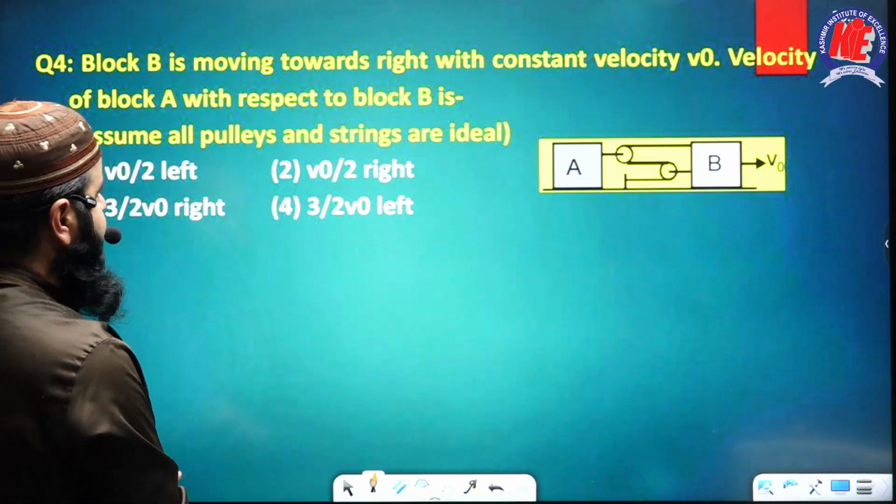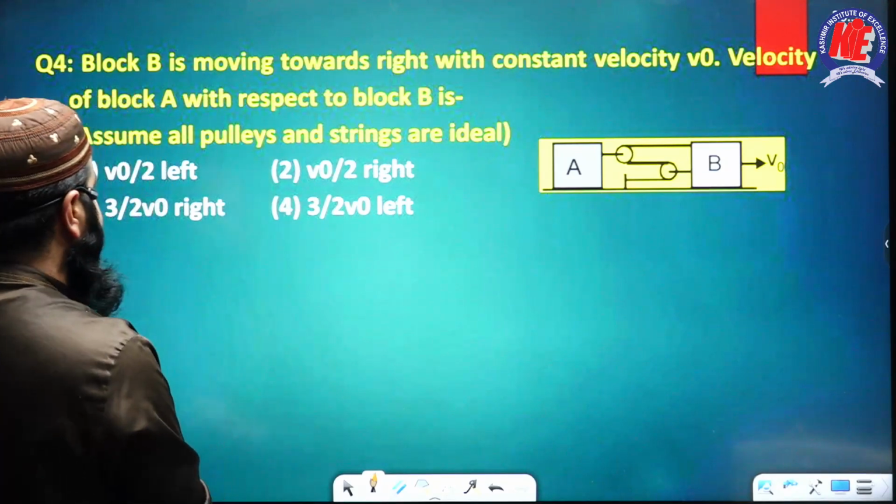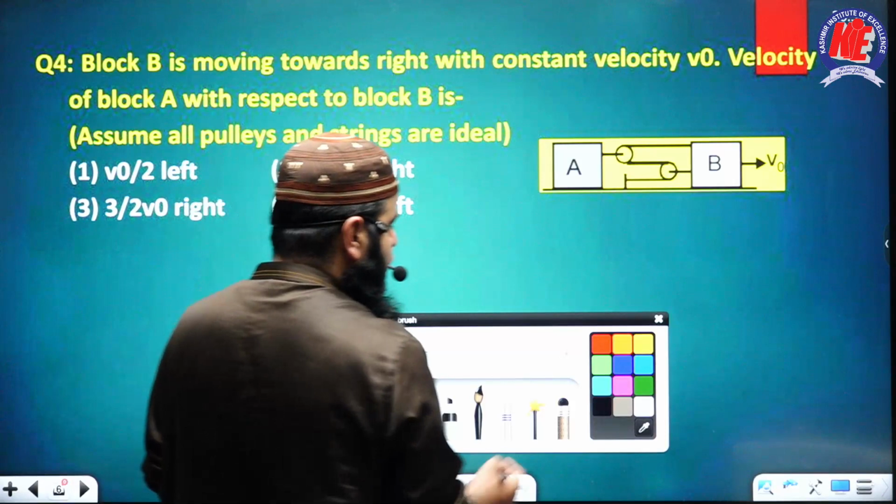Next question please. Block B is moving towards the right with constant velocity v0. Velocity of block A with respect to block B. This is a constrained motion question. Have a look, my people.